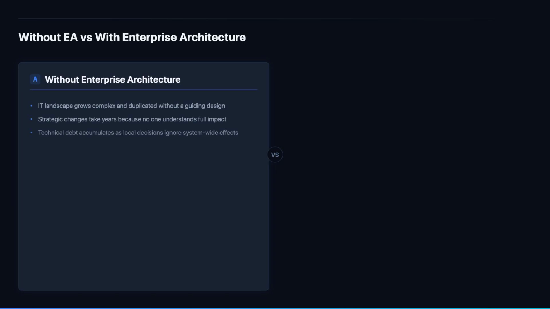Without enterprise architecture, every project makes local optimization decisions without visibility into the broader impact. IT landscapes grow complex, duplicated, and fragile over time. Strategic changes take years to implement because no one understands the full scope of what needs to change. Costs rise and agility declines as technical debt accumulates.